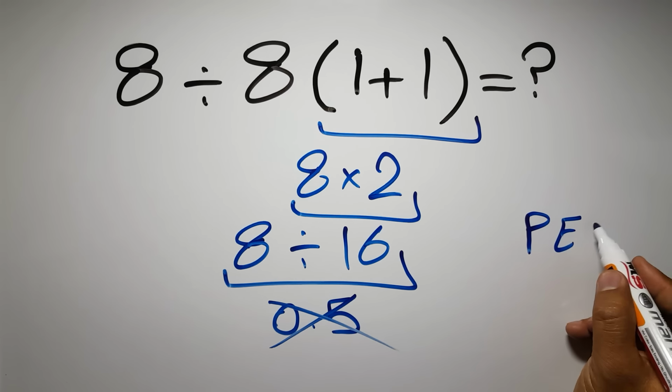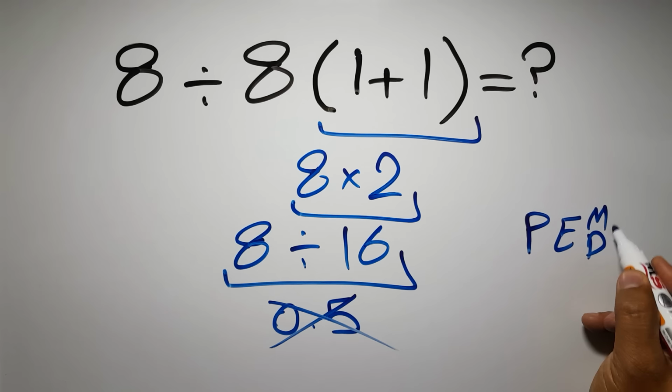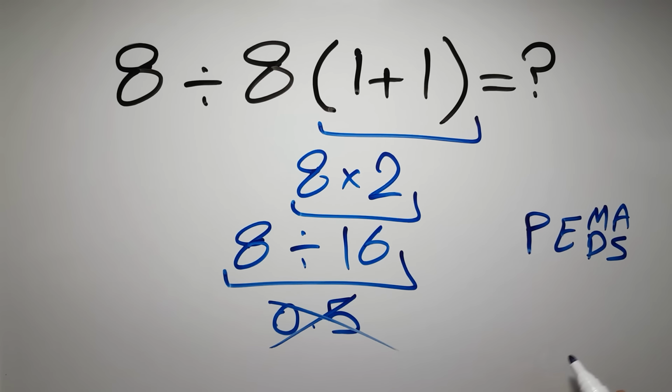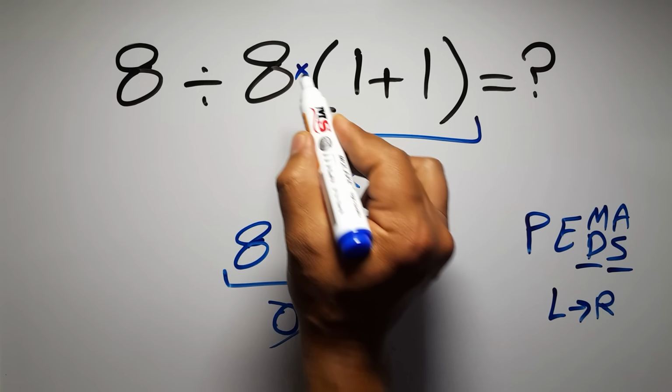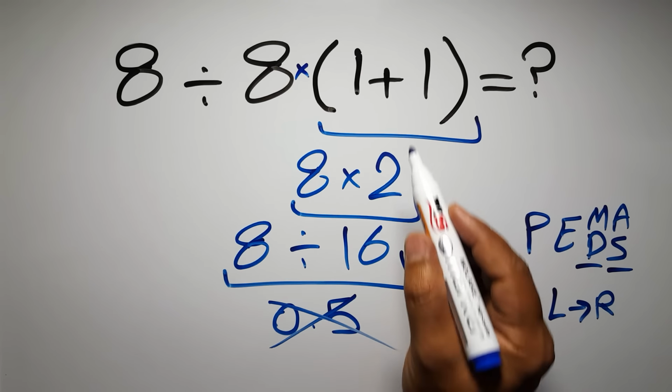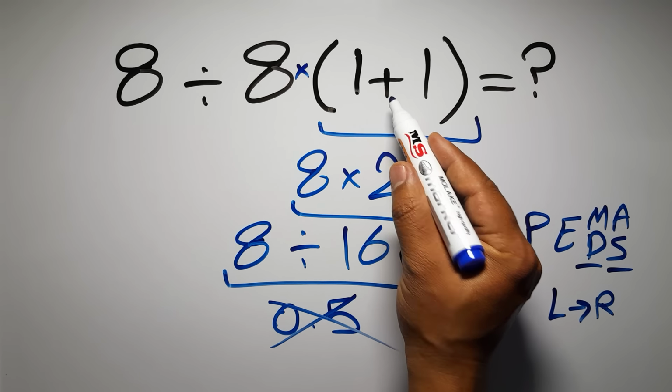then exponents, then multiplication or division, and finally addition or subtraction. Remember that multiplication and division have equal priority and we have to work from left to right. And the same applies to addition and subtraction. In this expression, we have one division, one multiplication, and one parenthesis. Inside this parenthesis, we have one addition.